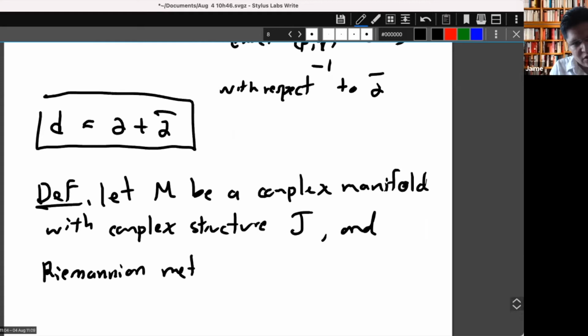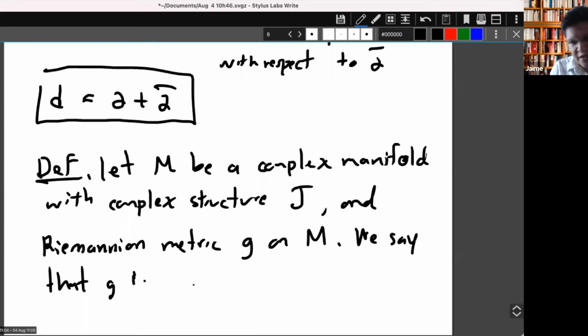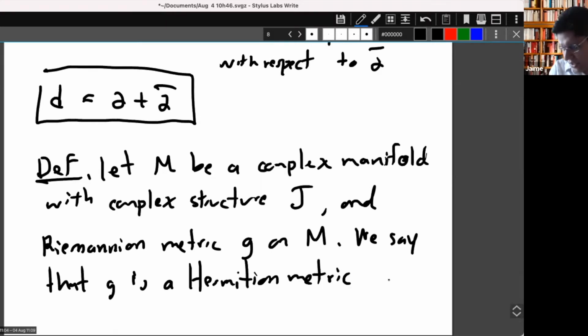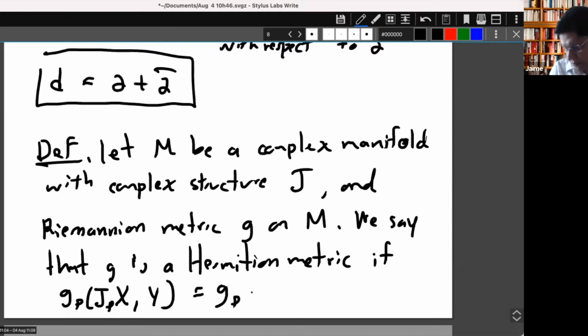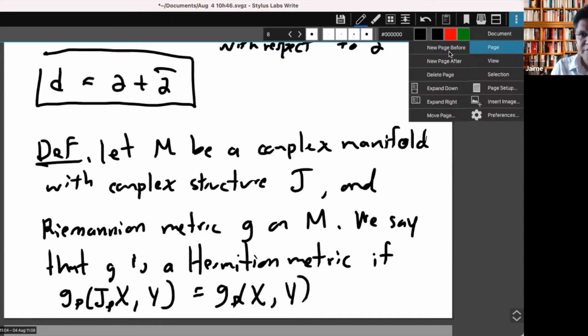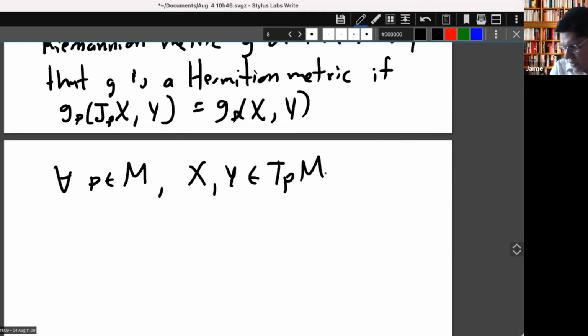So if you take a complex structure and a Riemannian metric, let's call it G, on M, then we say that G is Hermitian, a Hermitian metric, if when I take the Riemannian metric and apply it to two vector fields, but I change the first one by the complex structure, I get the same thing. And this should hold for all points and for all vector fields, right? So that's a Hermitian metric.